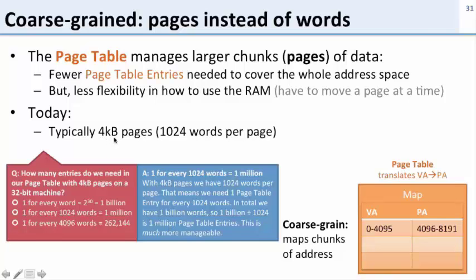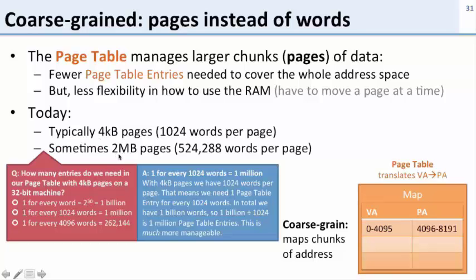And in fact, people even go further than this. So today you have lots of 64-bit machines. It's becoming very common to use 2 megabyte pages. So in a 2 megabyte page, you get 520,000 words per page. This allows you to cover more of memory space with a smaller page table. So there's a trade-off here. Cover more memory space with a smaller page table, but you have to move a whole page at a time, so you get less flexibility.